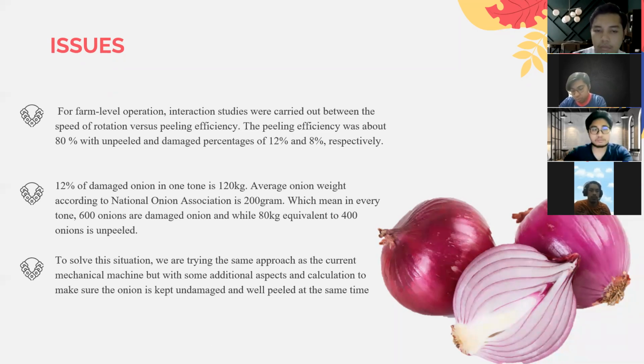So to solve this situation, we are trying the same approach as the current mechanical machine, but with some additional aspects and calculation to make sure the onion is kept undamaged and well peeled. And at the end of the day, we are going to increase the efficiency of the onion peeler machine. Okay, that's all for me.